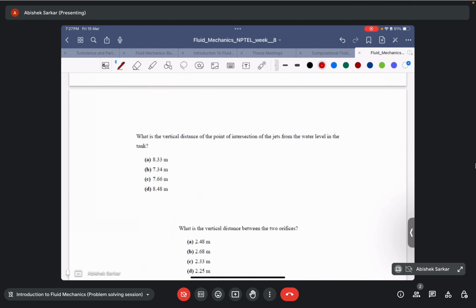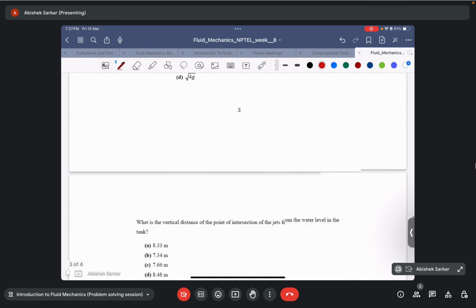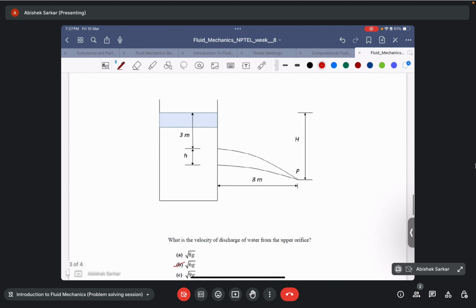So they're essentially asking the value of height h. This is the vertical distance of the upper surface of the fluid from the point of intersection of the jets. So this is the vertical distance, this is basically h. To do that, we apply the principle of kinematics in this example. So let us go through it.